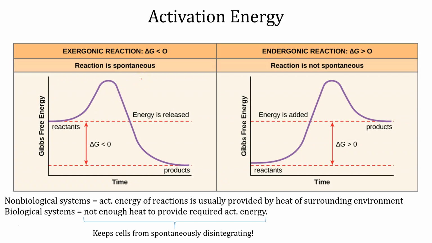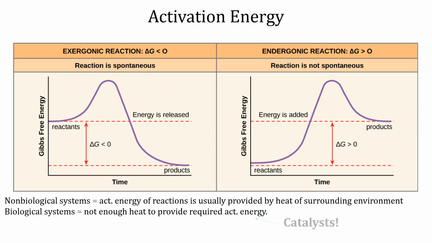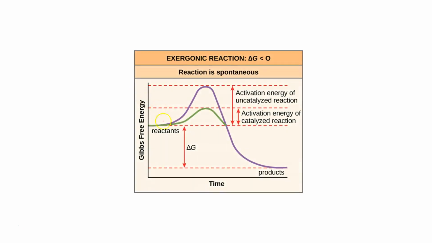Well, the grand solution is that cells have these things called catalysts. And what a catalyst does is it can lower the activation energy. Okay, so here's an example. A reaction that didn't have a catalyst would require this amount of activation energy right here to make that reaction occur. But if you add a little catalyst in there, it lowers this down so that suddenly perhaps the cell does have just enough activation energy to make the reaction occur.